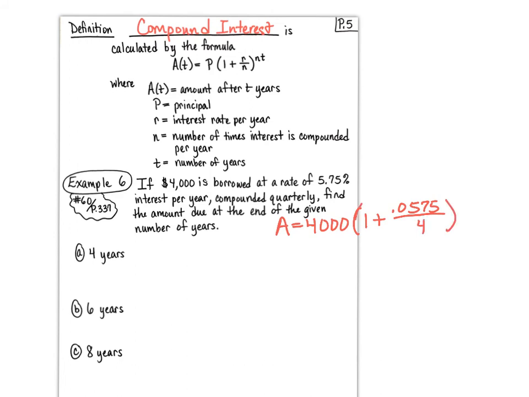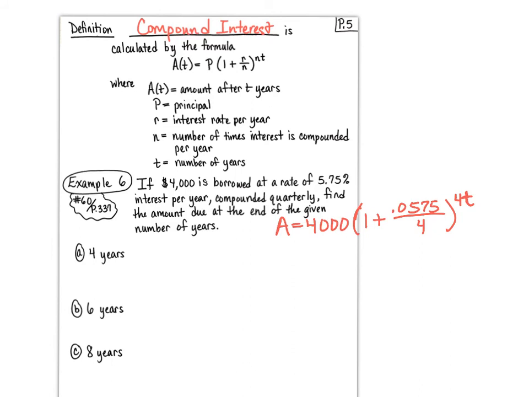Raised to the 4 times 4, so 16. Oh, you're doing part A. That's part A. In general, it's just T. But for part A, yes, go ahead and do that. For part A, T is 4. And so you'll be able to go ahead and find that.